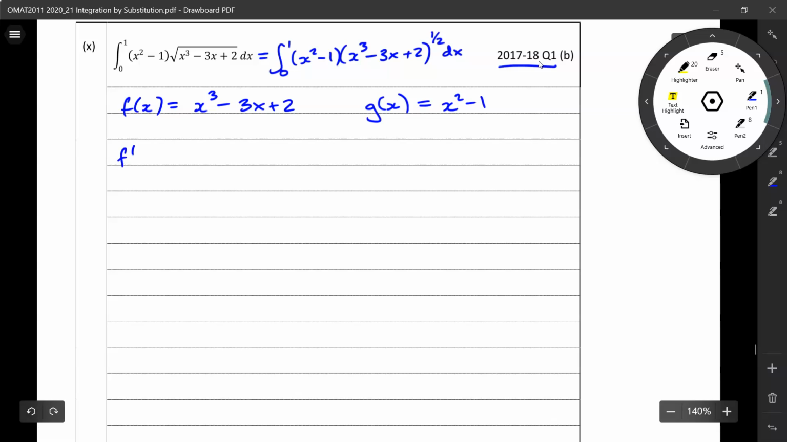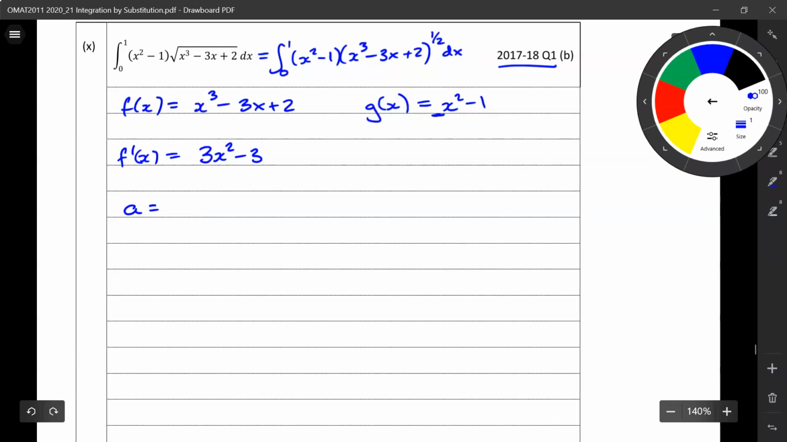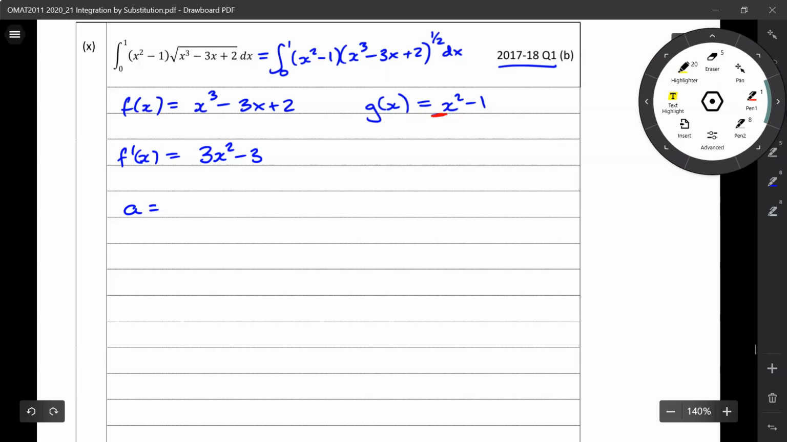The first step is to differentiate f of x, so f prime x is equal to 3x squared minus 3. To find the constant a, we have x squared in both terms, so I divide the coefficient of x squared in g of x, which happens to be 1, by the coefficient of x squared in f prime x, the first derivative. So that gives me a is equal to 1 divided by 3.